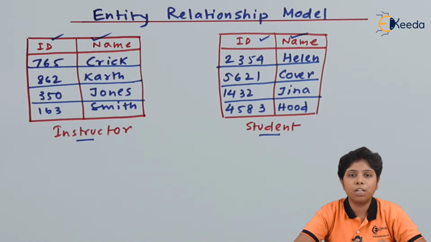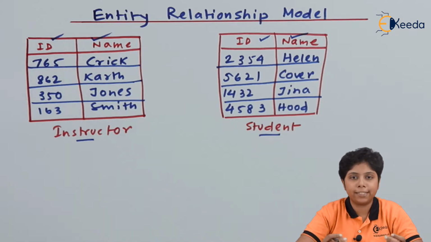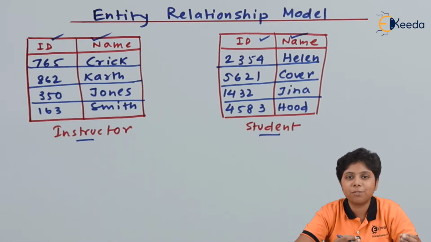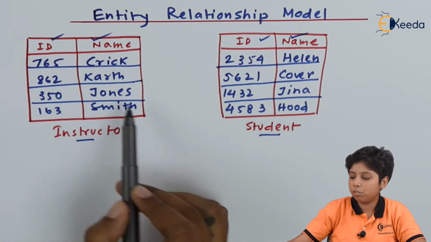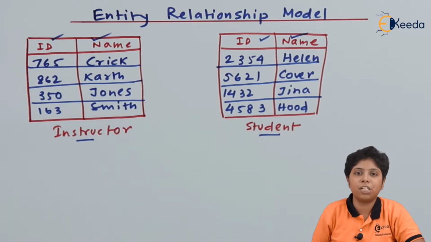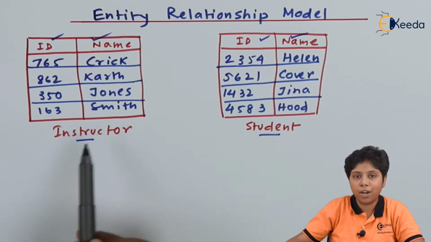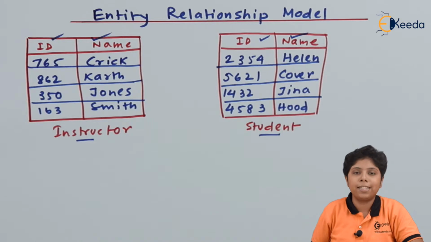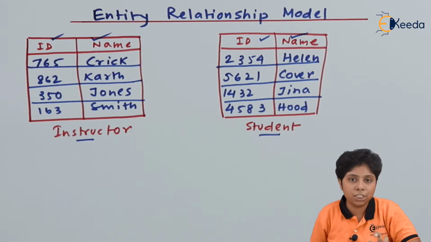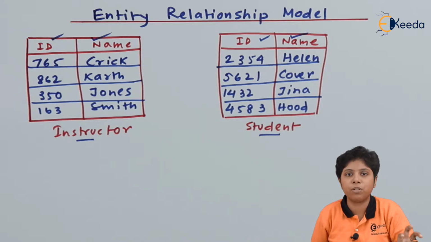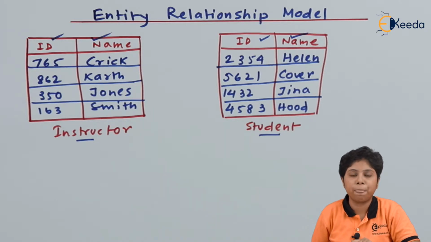Now, what is a relationship? A relationship really connects two entities. That is, one entity is connected in a relationship way with another entity. Say, for example, a student and the instructor have the relation advisor. So when we say a student has an advisor, that means the instructor is an advisor to the student. That is, a relationship advisor exists between an instructor and a student.